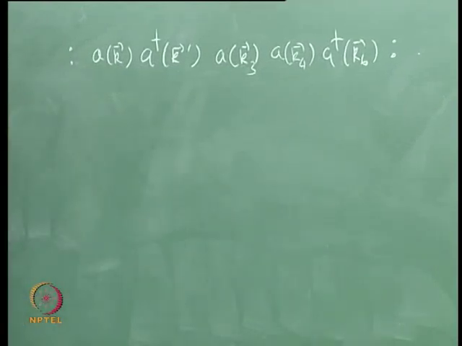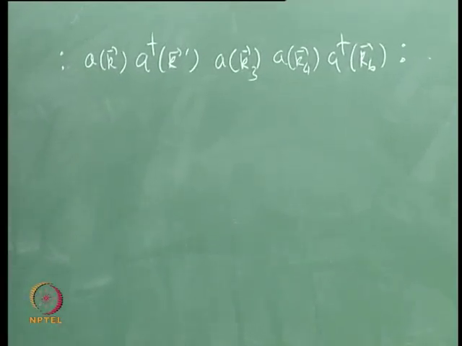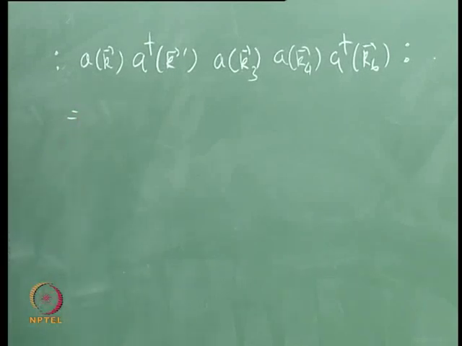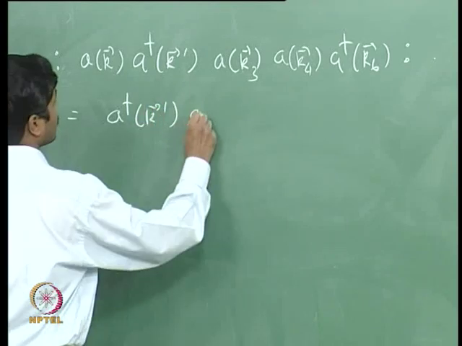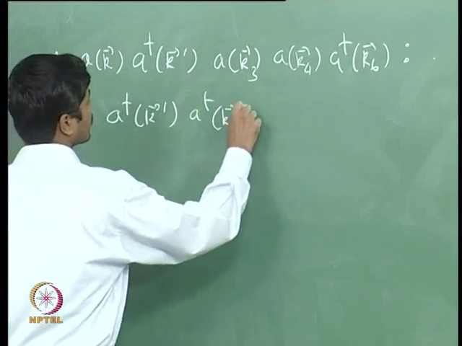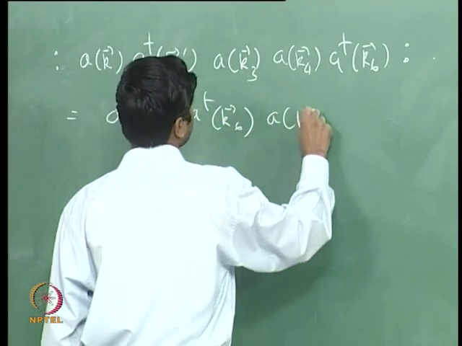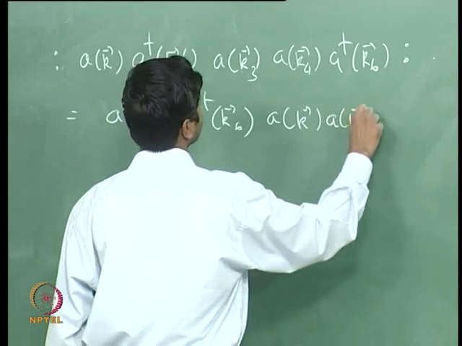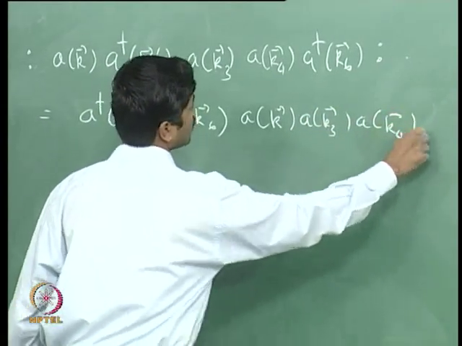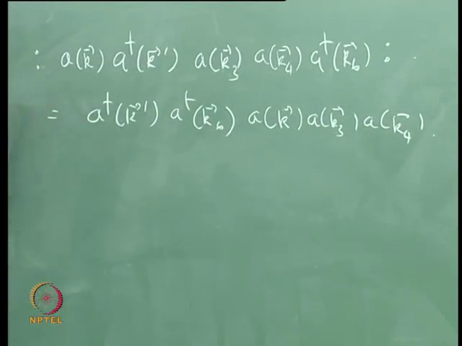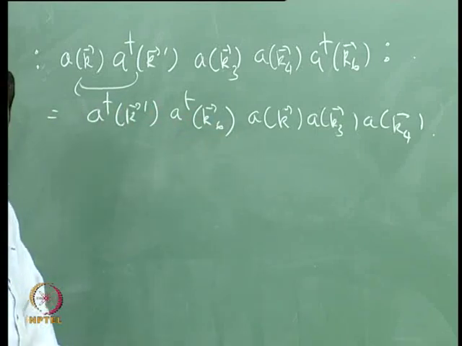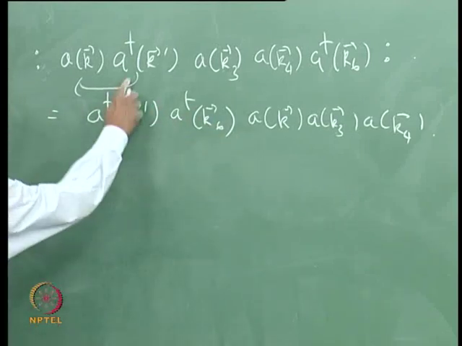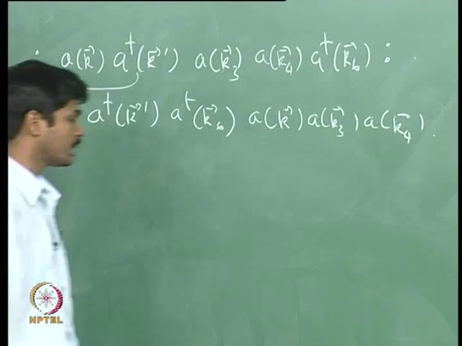Then what do you get? For bosonic fields, this is just given by a dagger of k prime, a dagger of k6, and then a of k, a of k3, a of k4. This is all you have. Now, in the case of fermionic operators, you have to be a little bit careful about moving this to the left. If it crosses one of these operators, then it changes a sign.